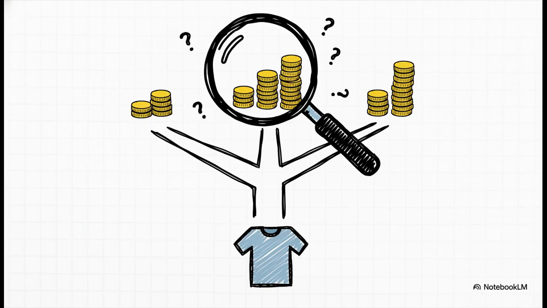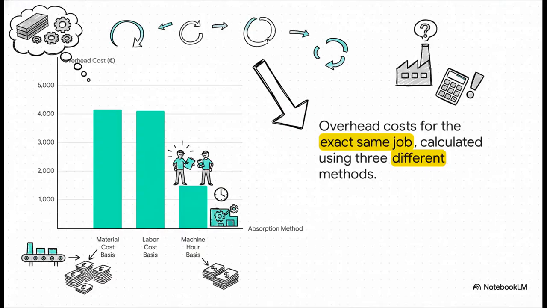But you might be thinking, does the method you choose really matter that much? Oh yeah, it matters a lot. Let's look at some numbers from an actual production job to see just how big of a difference it can make. Okay, this is fascinating. Get this. The chart shows the overhead for the exact same job, just calculated with 3 different methods. If you base it on material cost, you get over 4,100 euros. Based on labor cost, almost the same. But look what happens when you use machine hours. Whoa, the overhead cost drops all the way down to 1,500 euros.